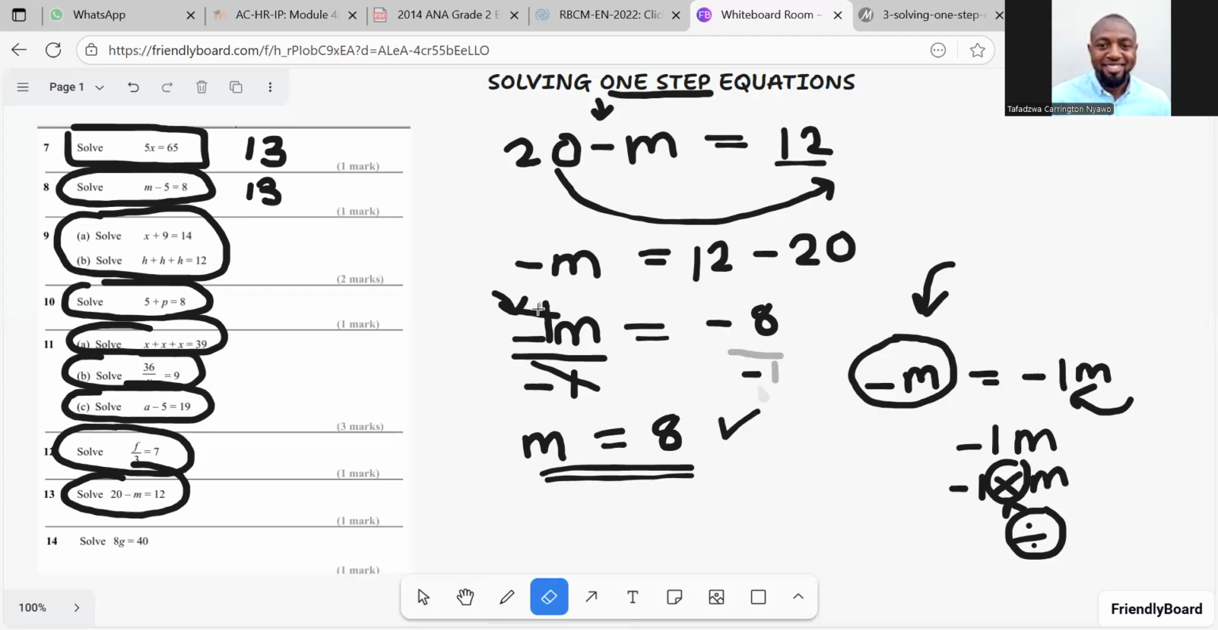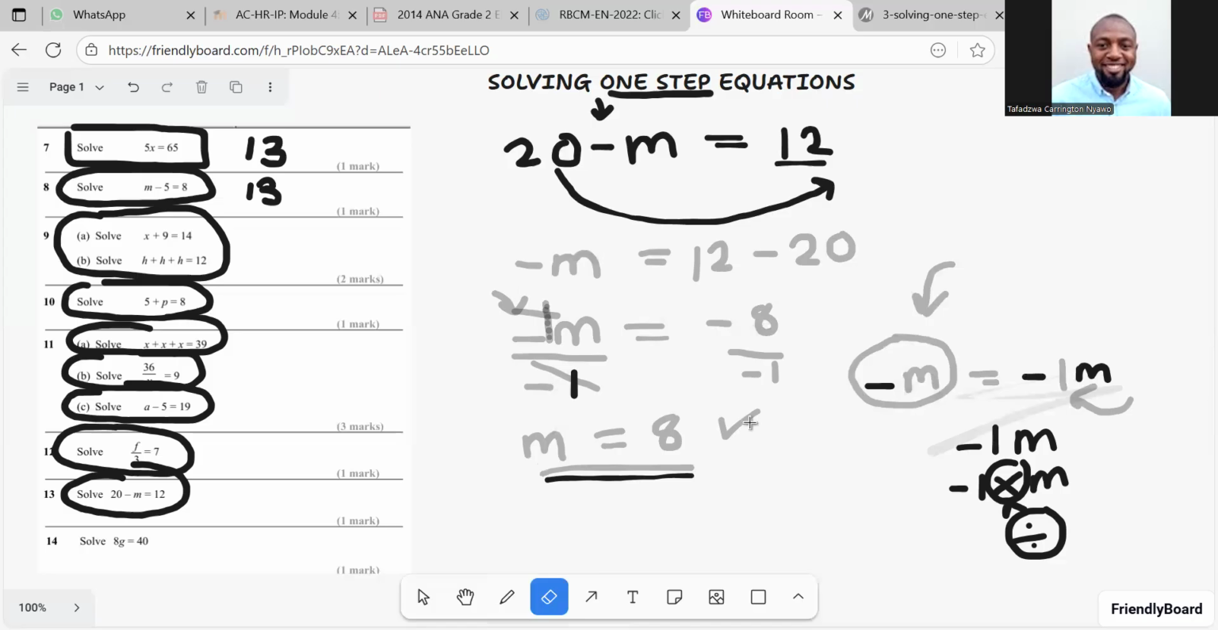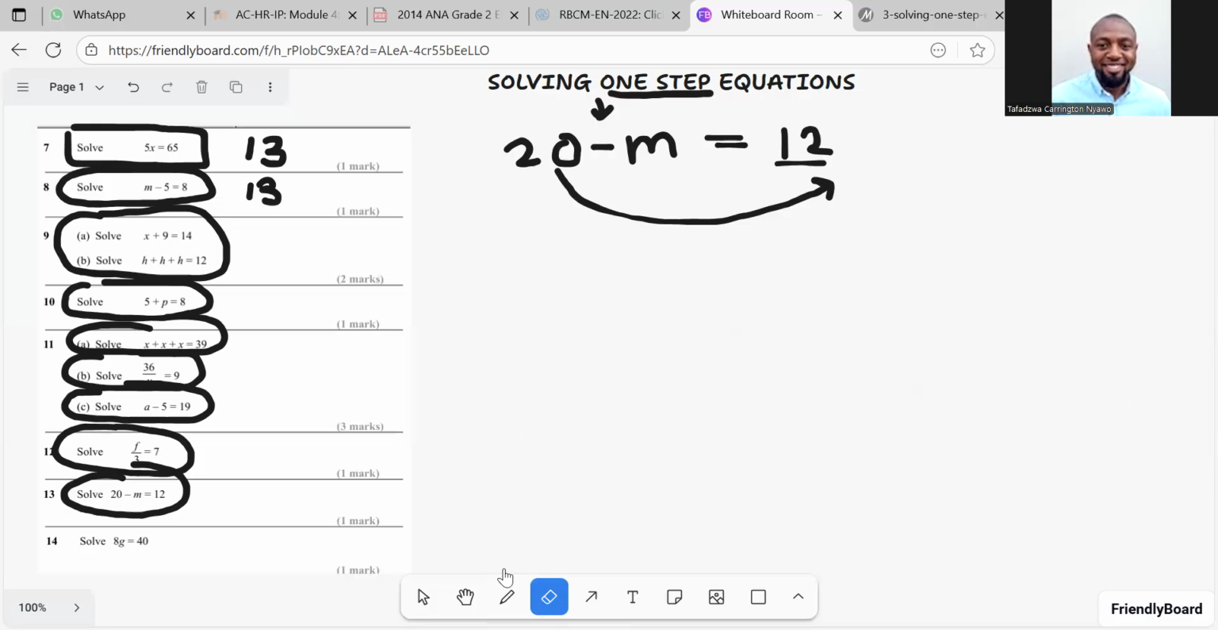Let's use the other method, because I know someone is saying this way might be a bit complicated for me. What if we use the other method? Okay, it's fine. Let's use the other method and see if we are going to get the same answer.